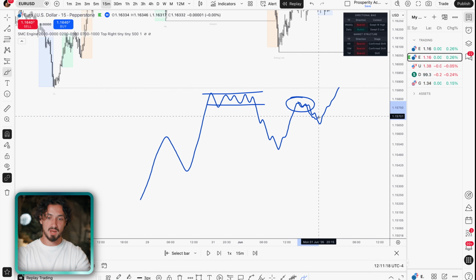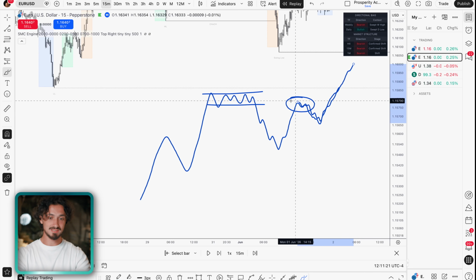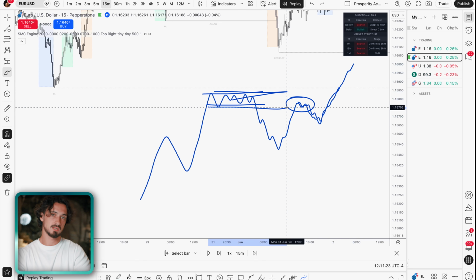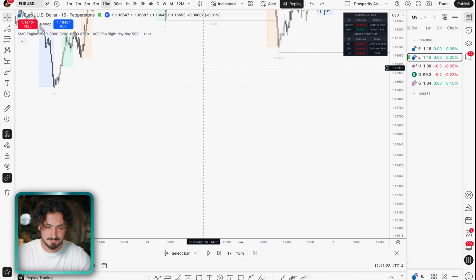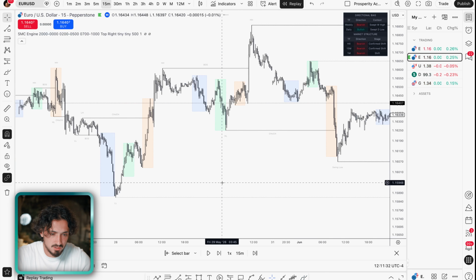And so eventually buyers outweighed sellers and price continued trading higher. These sellers still got their orders filled, but they were just on the wrong side of the market. And it happens to everyone. So it's really important that I get that distinction in there. So where are examples? Let's just look at some examples.